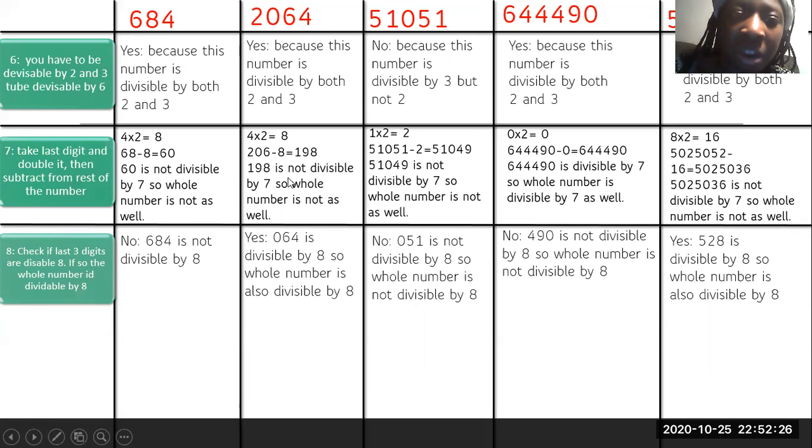You take the 4, you double it, and it'll be an 8. And then you subtract it from the rest of the number. And whatever the sum is, if it's divisible by 8, then the whole number is divisible by 8, and so on, so on.